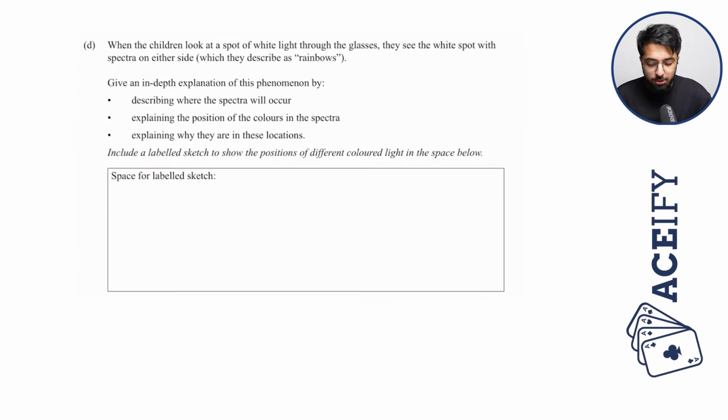There we go. When the children look at a spot of white light through the glasses, they see a white spot with spectra on either side, which they describe as rainbows. Give an in-depth explanation of this phenomenon by describing where the spectra will occur, explaining the position of the colors in the spectra, and explaining why they are at these locations. So this is our classic question that is in basically every single exam.